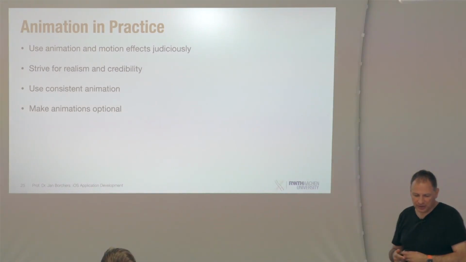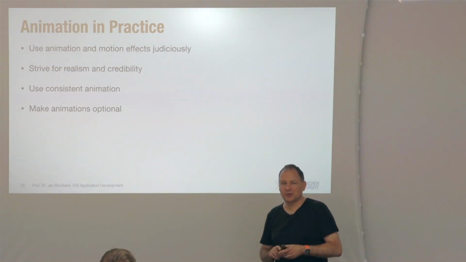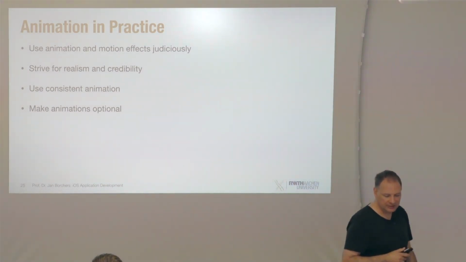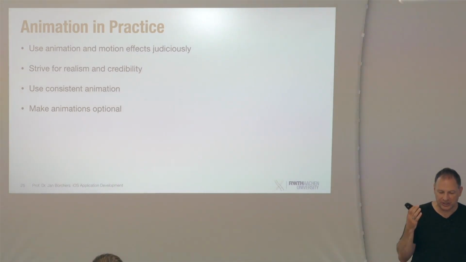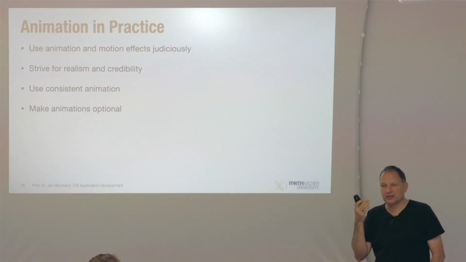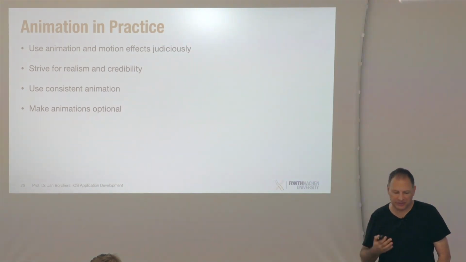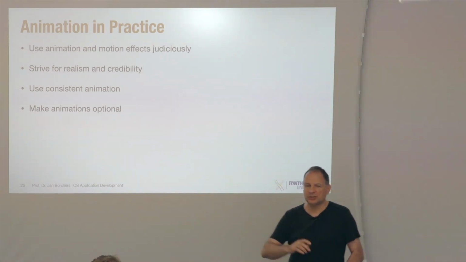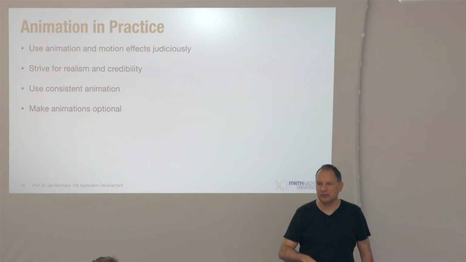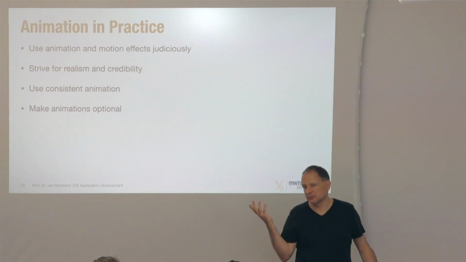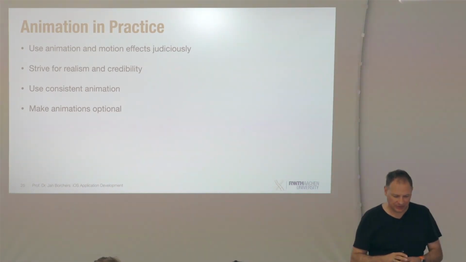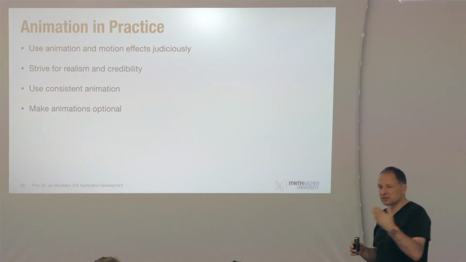In practice, don't overdo it, right? So don't over-animate your interface. It will become too annoying quickly. So use it judiciously. What you want to strive for is somewhat realistic behavior, realism in behavior, and credible behavior. So for example, if the user has to swipe down to make something appear, make them swipe up to make it disappear, right? That makes perfect sense. Don't make them swipe left to make it disappear. And when you use animations, use realistic ones.